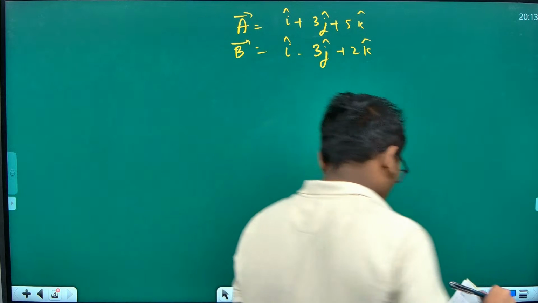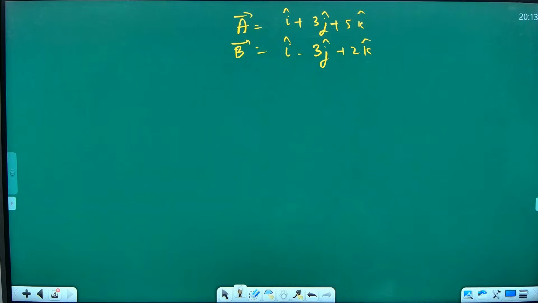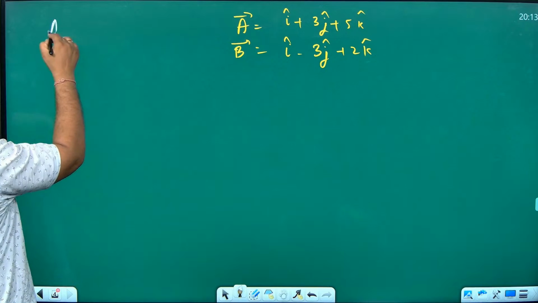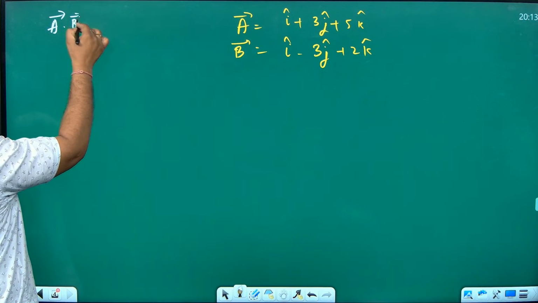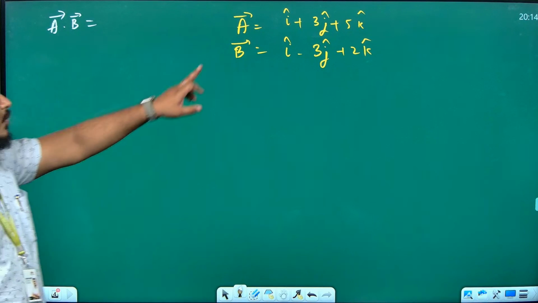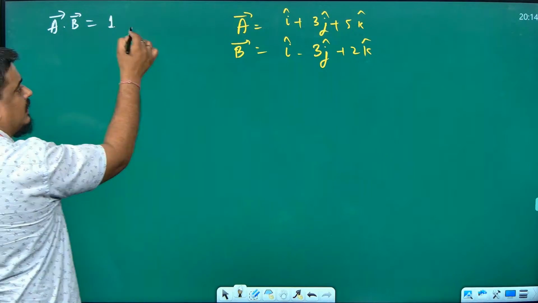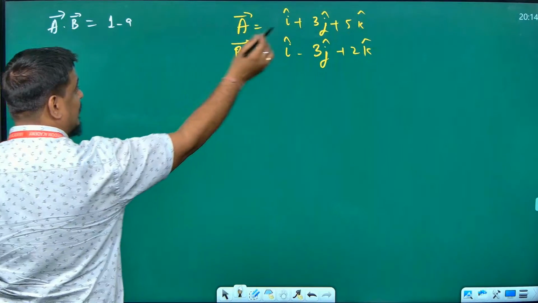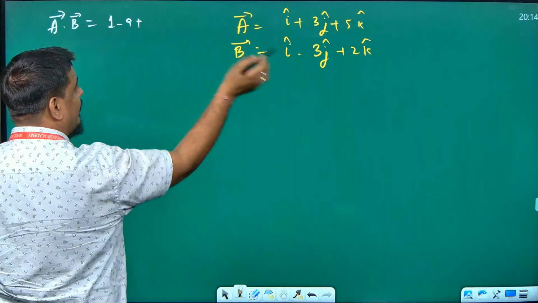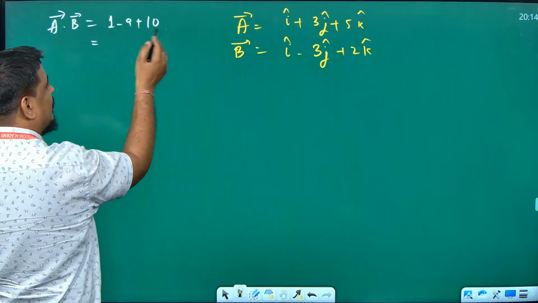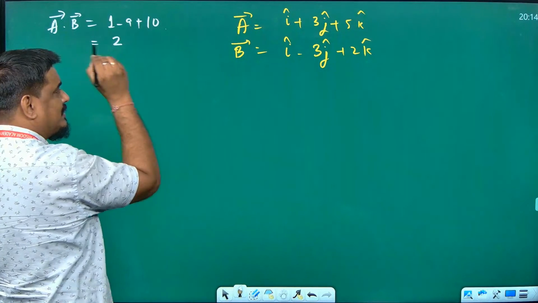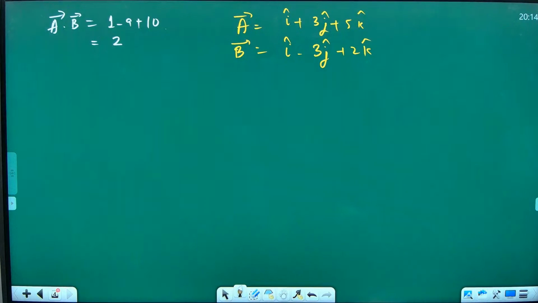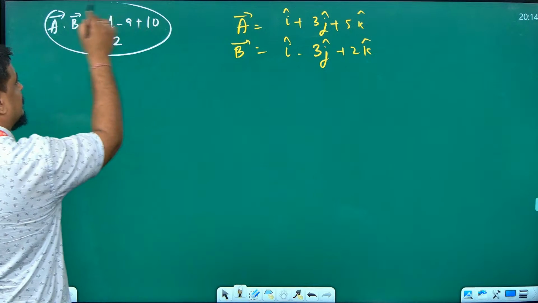Guys, got the answer? Yes, sir. Both cross and dot? Fast, see. For a dot b, a vector dot b vector, directly you can write the answer. How will you write? 1 into 1, 1. 3 into minus 3, so minus 9. Again plus 5 into 2 is 10. So 10 plus 1 is 11 minus 9 is 2 is the answer. If you have got the answer as 2, this is done. Simple.